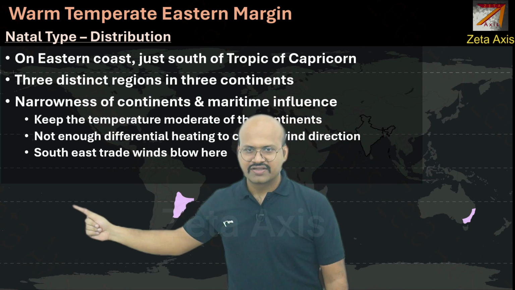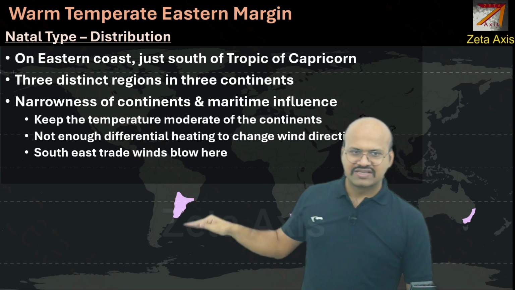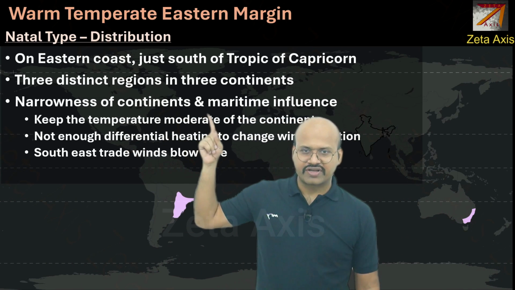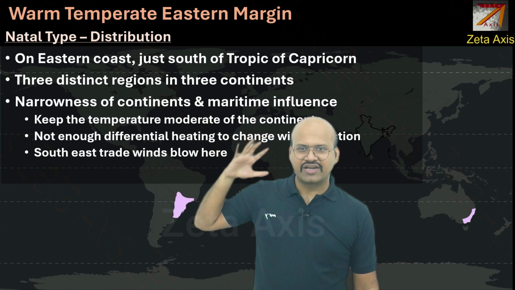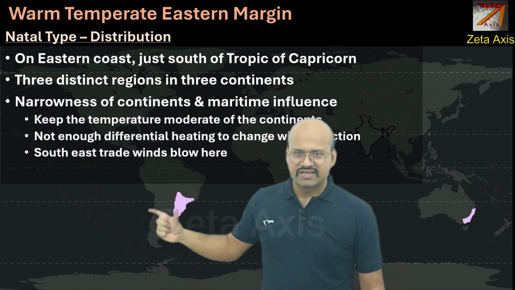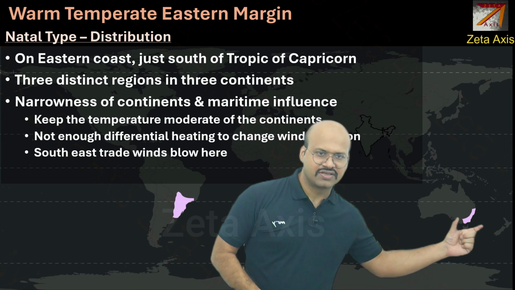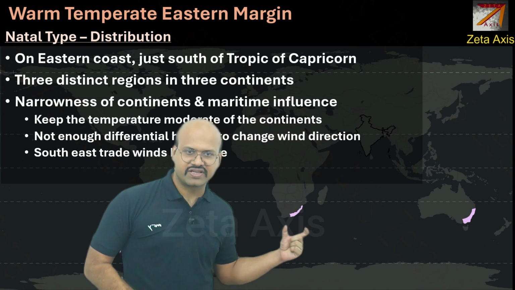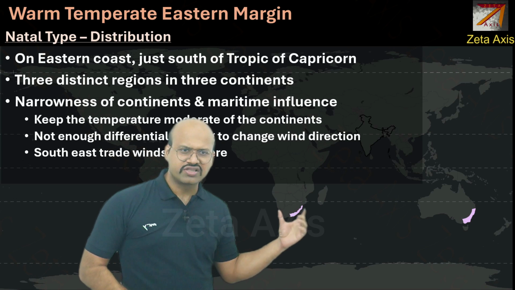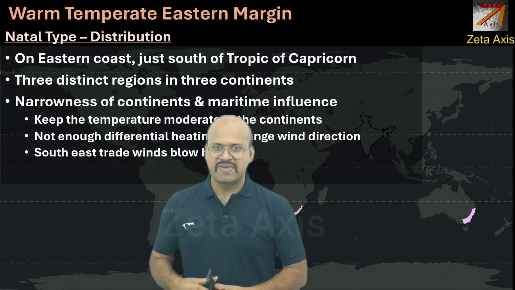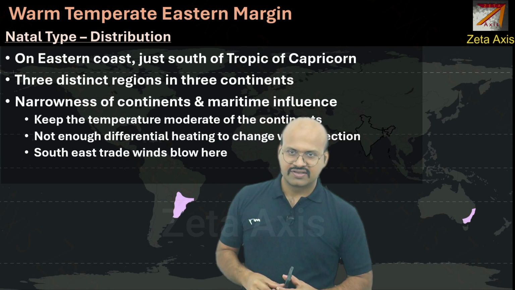Here we can see that there is this Tropic of Capricorn. It is just south in all these three continents. Narrowness of the continents and maritime influence is greater over here. We can see that these continents are narrower. Here also Australia, we can see that it is narrower, and here even Africa, we can see that all these three continents are narrow, and because of this the maritime influence increases.